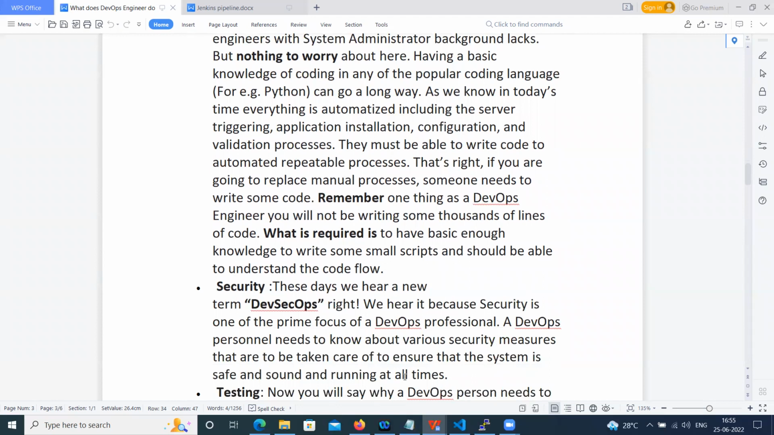Next, what skill does a DevOps engineer need? Security.